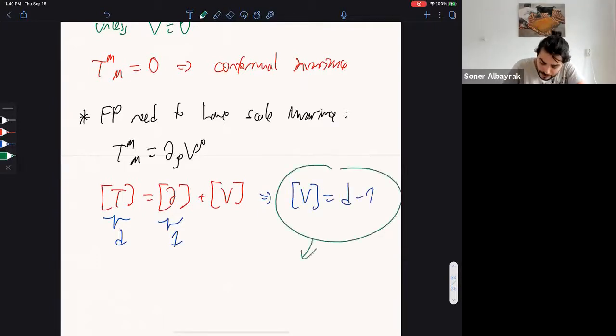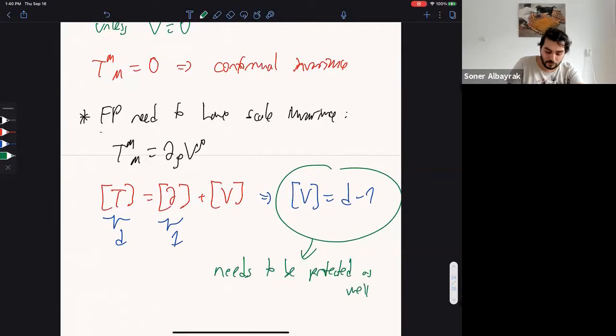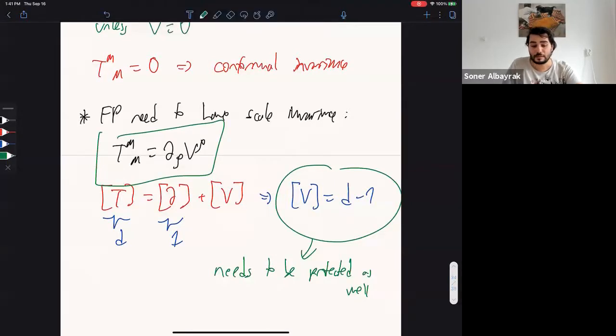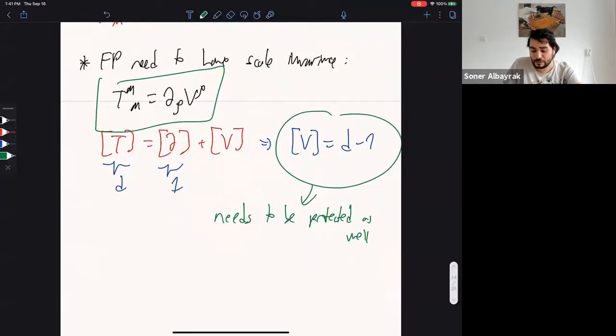It looks like this also needs to be protected, because it shouldn't get any anomalous dimension. If this equation is to be trusted at all times, even at the quantum level, that means the virial current should have a protected mass dimension. But in general, this is not really true. We need some Ward identity for that current, some kind of identity to make it protected.